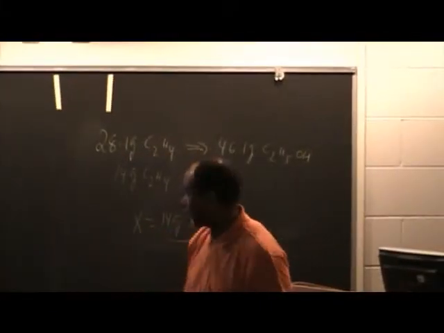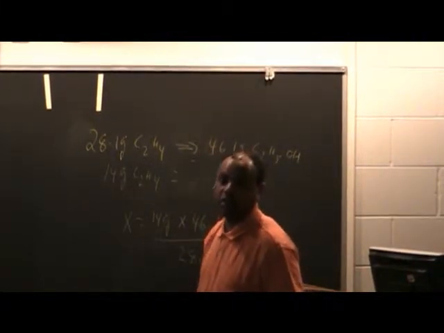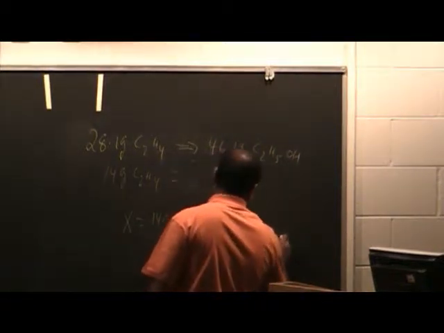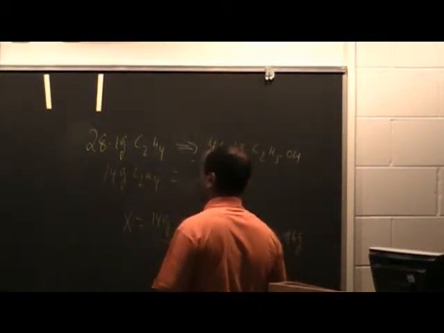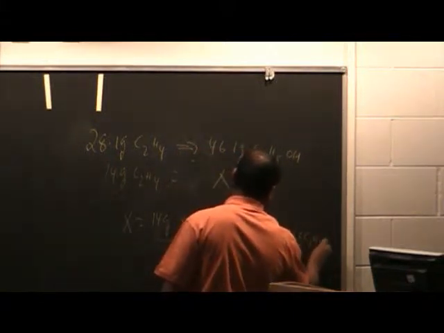Okay, yeah, I understand. So what's X here? 22.96. 22.96 grams of what? Ethanol.